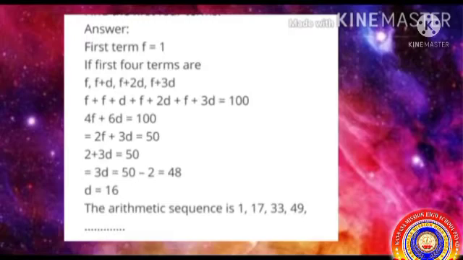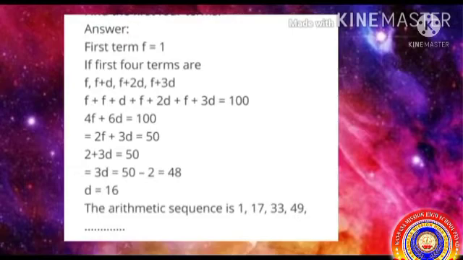2 plus 3d equal to 50 because f is equal to 1. From this 3d equal to 50 minus 2, which is equal to 48. Therefore d equal to 48 by 3 equal to 16. Next we write the arithmetic sequence. The arithmetic sequence is 1, 17, 33, 49, etc. Is it clear for you, children?